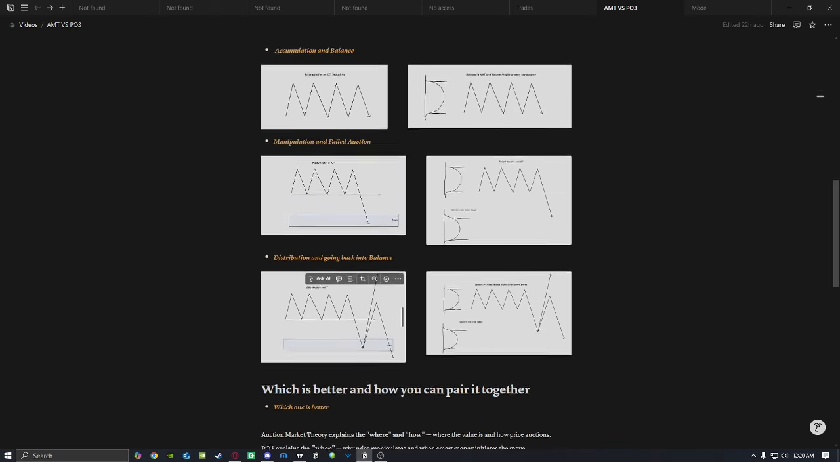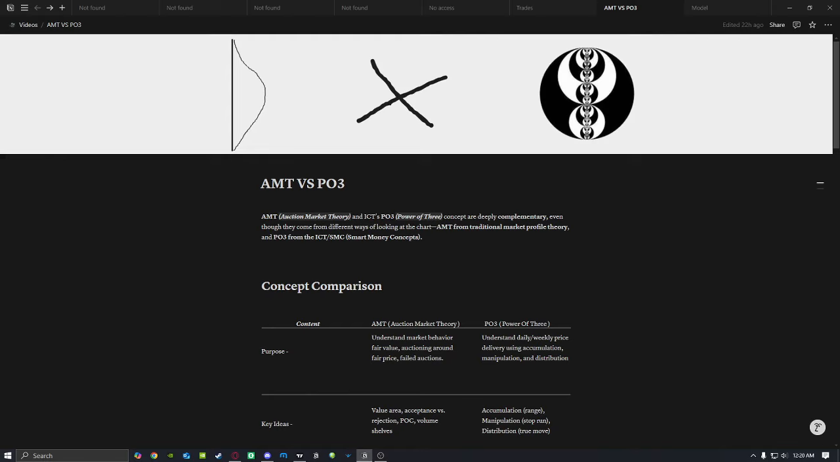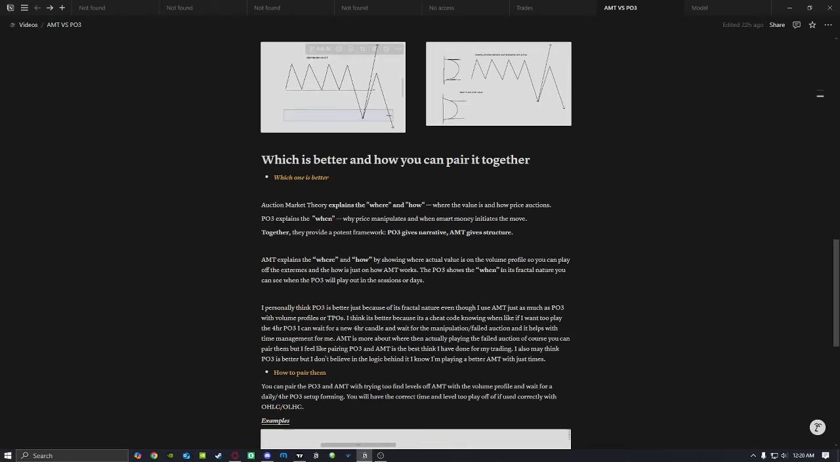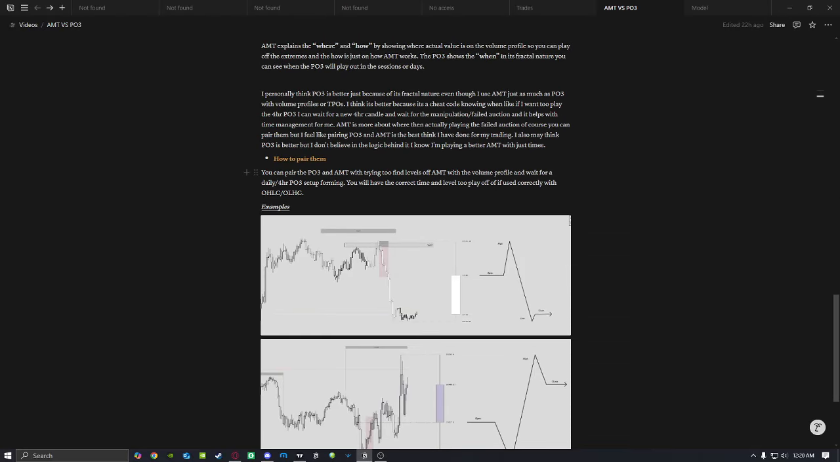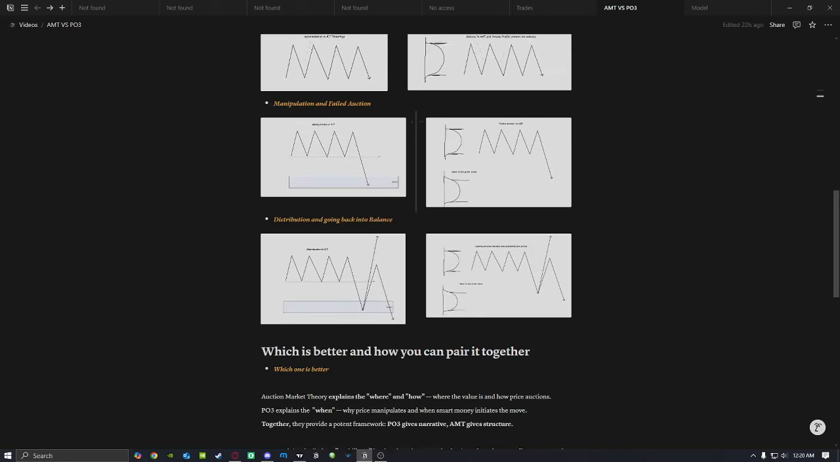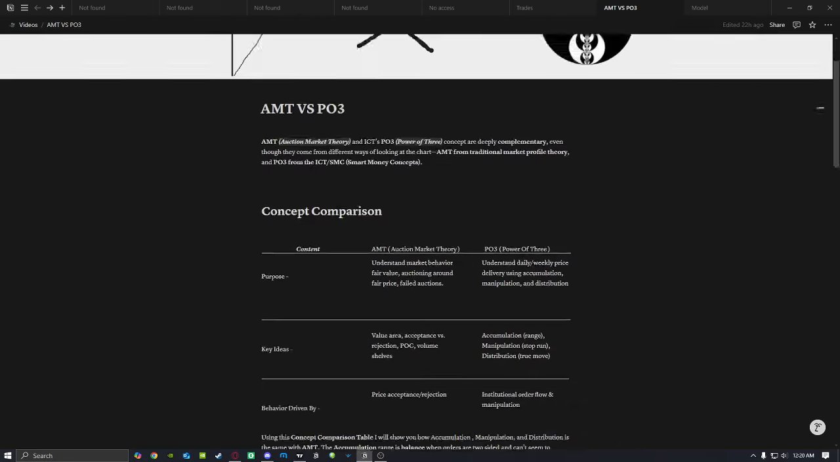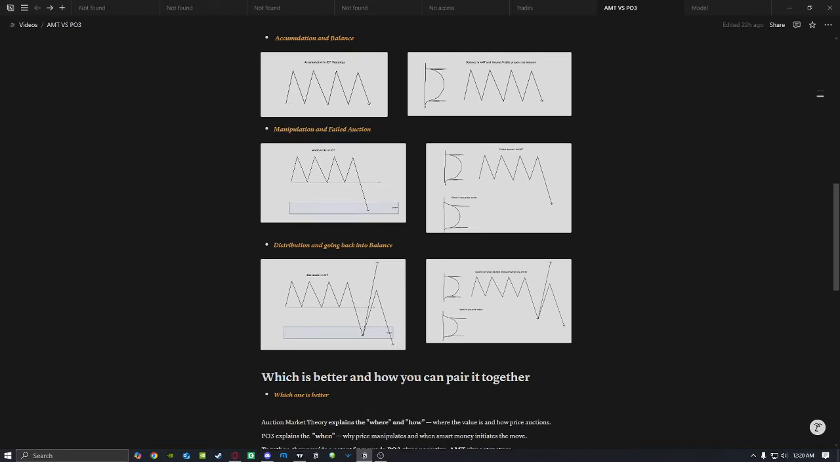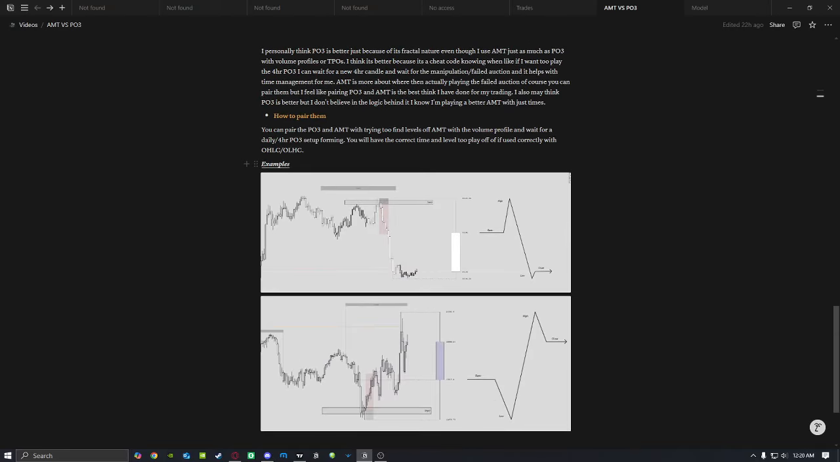So this is kind of my AMT versus PO3. And that's kind of it. Both of them are very good concepts. I would learn both fully to their max, and I would do both of them. Like I said, how I trade, I like to do both. So it helps me, it's how I trade. It's a good way.